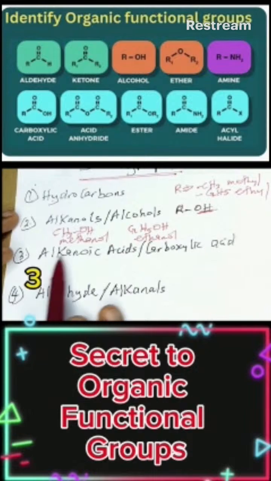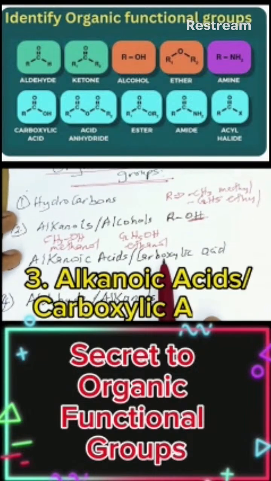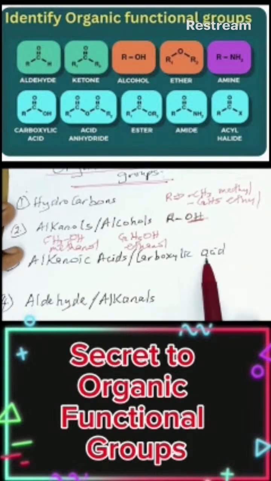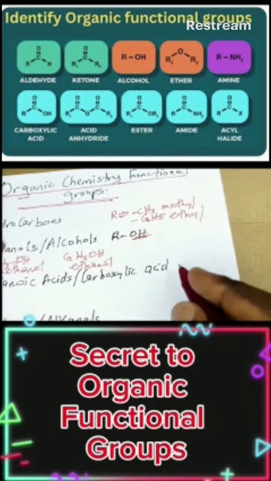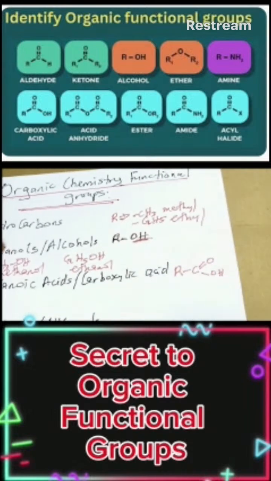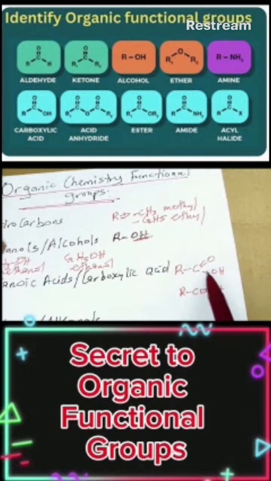Let's go to alkanoic acid. How can you identify alkanoic acids, which are generally called carboxylic acids? You can identify them when you have your R, which is the alkyl group, joining with a carbon, and that carbon is having a double-bonded O and another OH. In the condensed form, they can write it as R-COOH. So both of them are the same. They are the alkanoic acids.